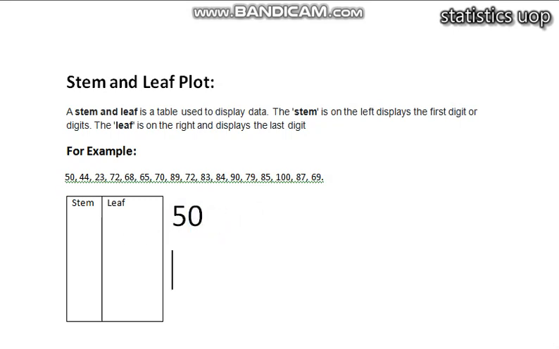For example, let us take another value, that is 100. In this case only the last digit is our leaf, and the remaining two digits are our stem. Now for our given data, the stem and leaf plot can be created by first creating the stem, listing the largest place value digits to the left of this vertical line.